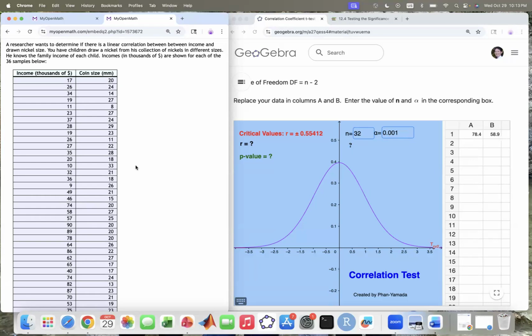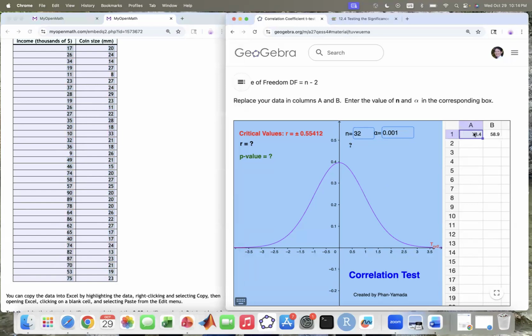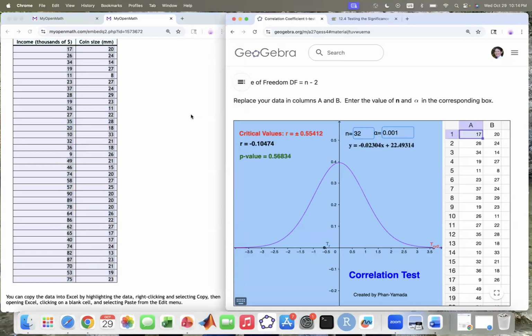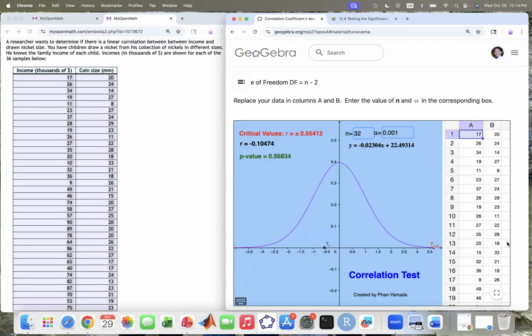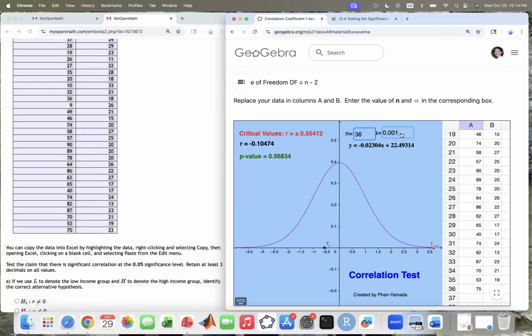First, you're going to copy this and paste it over here. I have 36 samples, so make sure I copy 36. So I have to change the sample size here to 36. And I have a significance level of 0.05, so I have to change this one to 0.05. Then you have all the information in here.